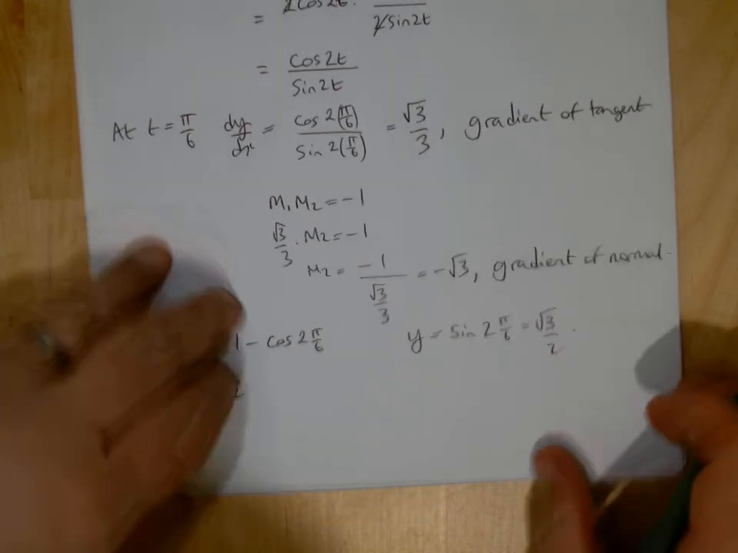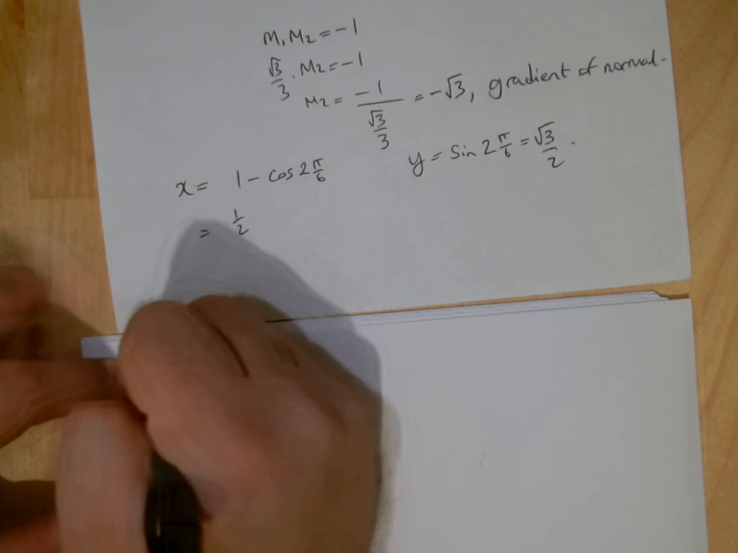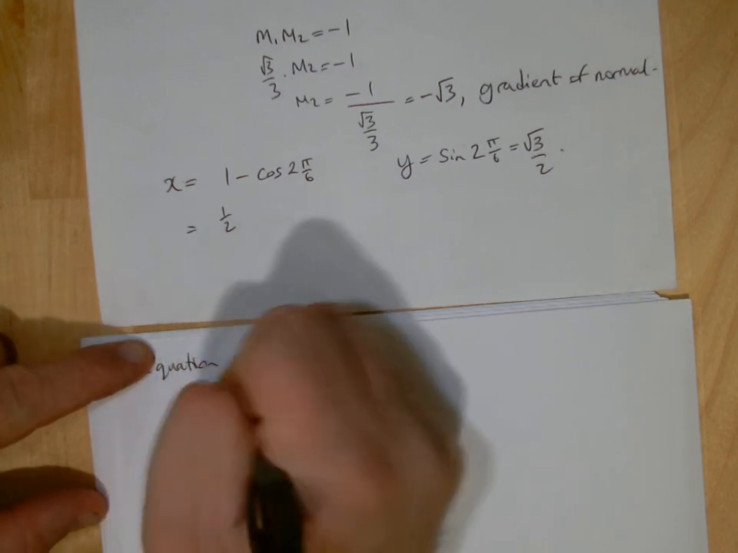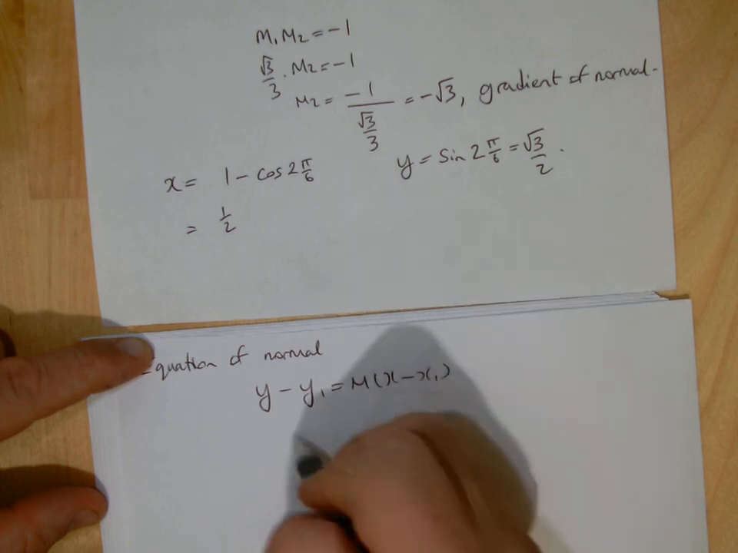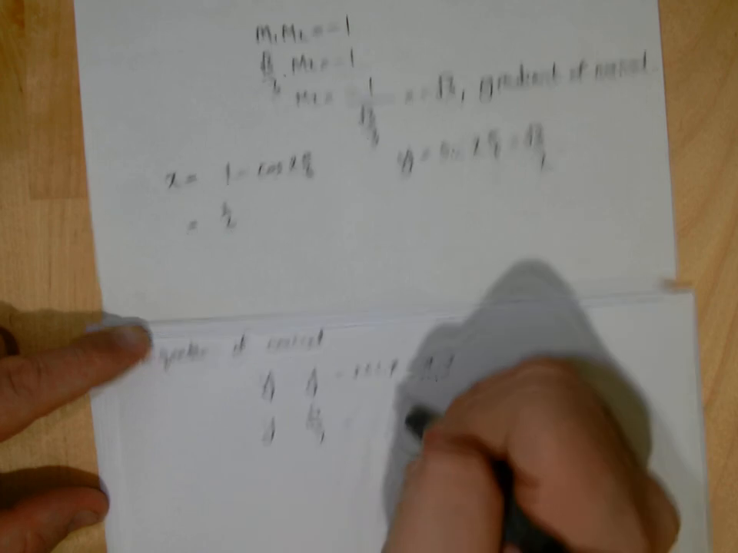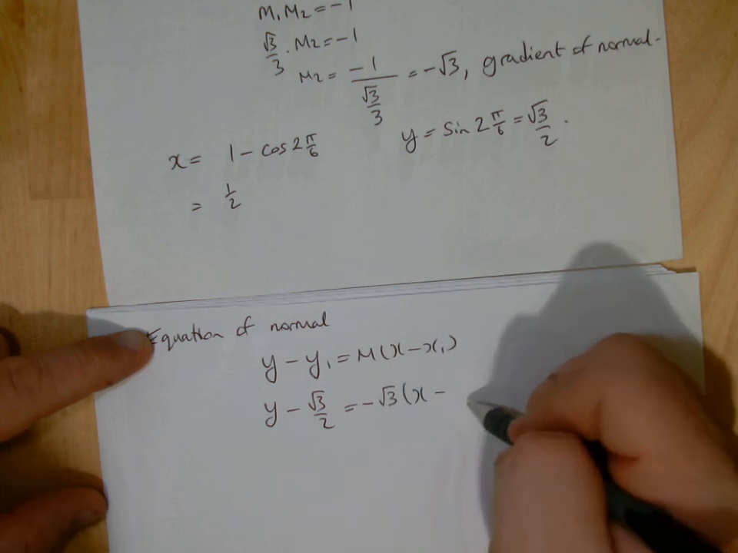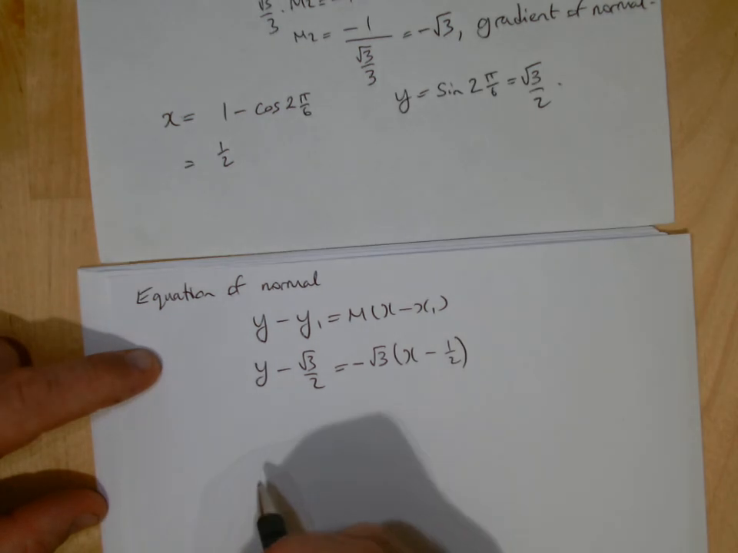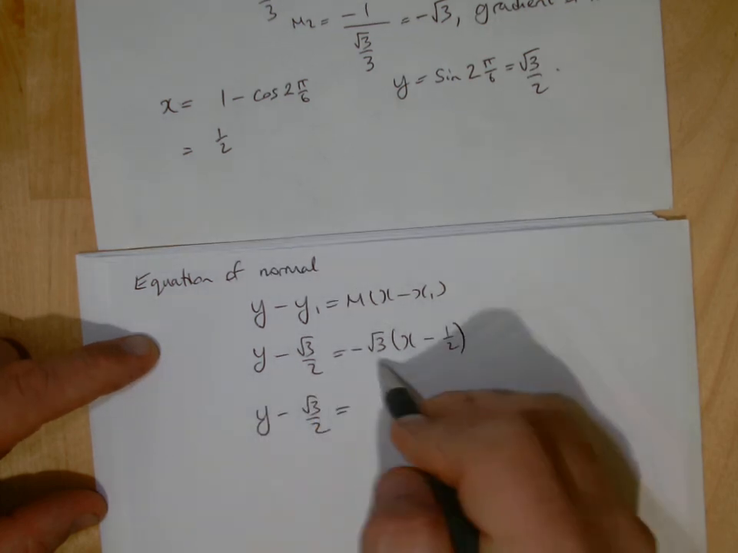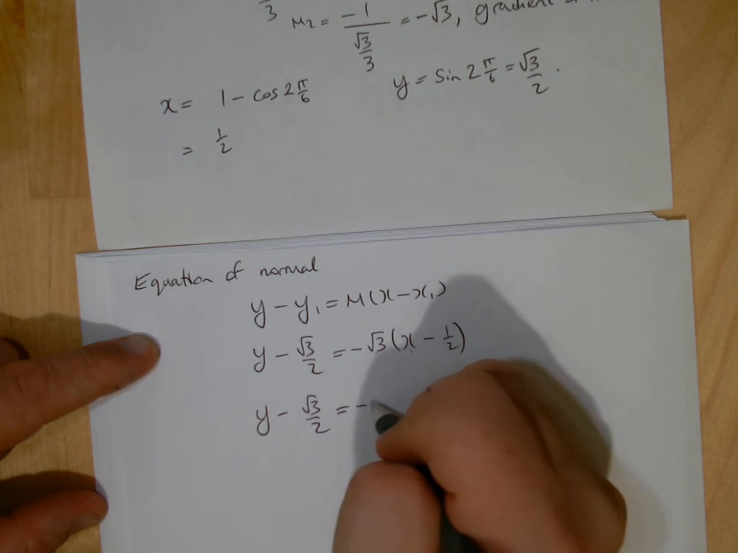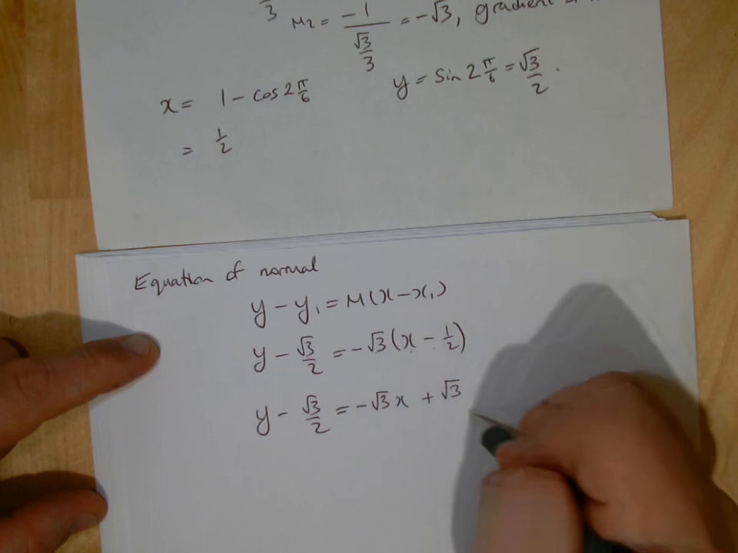So the equation then of the normal, using that formula, you've got root 3 over 2 here, you've got minus root 3 for the gradient, and you've got your x to be a half there. Because we've got a stray half here and a stray half there, let's just expand that bracket. So minus root 3 times x will be minus root 3x, and minus root 3 times minus half is plus root 3 over 2.